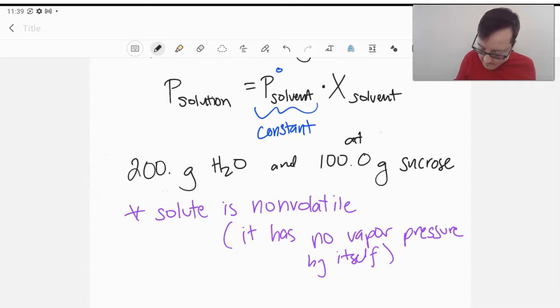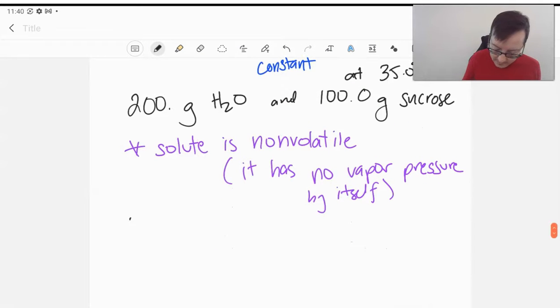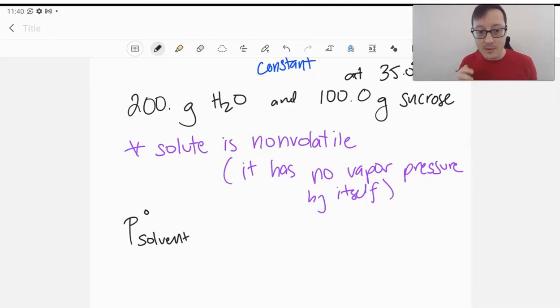Let's say 35 degrees Celsius. Let's figure out what the vapor pressure of the solution will be. First thing we need to do is look up the vapor pressure of the solvent at 35 degrees Celsius. If we do so, we'll see that normally we're looking at 42.2. According to this table, it's right here. We can see 35 degrees Celsius, 42.2 millimeters of mercury. All right, so our P for the solvent, we often put that little 0 at the top to indicate standard conditions. We saw that it was 42.2 millimeters of mercury.